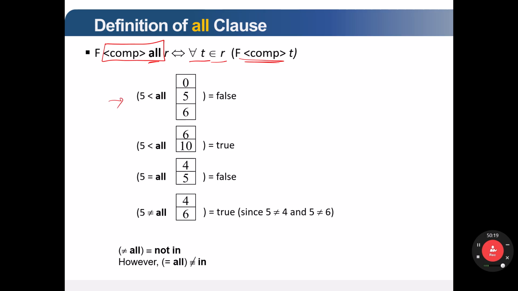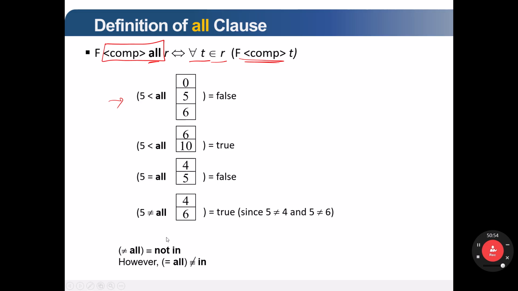Let's consider this first example. Is 5 less than all elements of the right set? No. So this is false. And what about the second one? Is 5 less than 6 and 10? Yes. This is true. And 5 equal all? No. 4 is different. So this is going to return false. And 5 not equal all, 4 and 6? 4 and 6 both are different from 5, so this expression is going to return true.